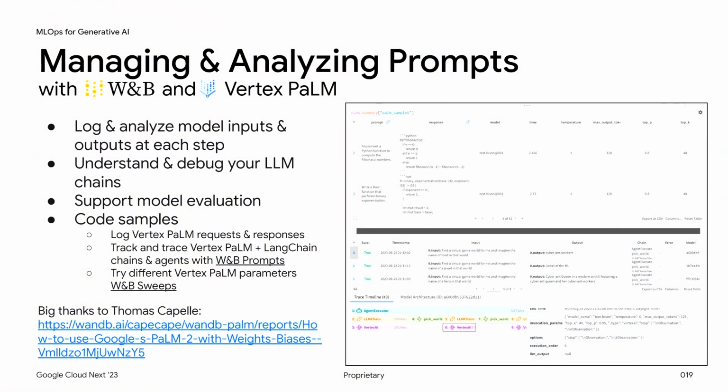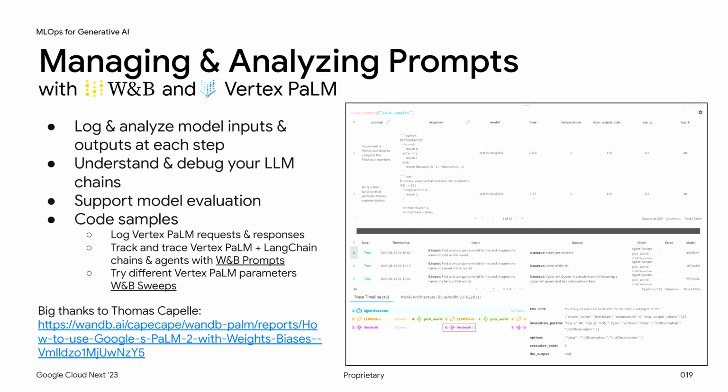Now, don't worry, I did not forget about prompts. I mentioned prompts in the beginning, but we do know that prompts are probably a very new artifact type. Some folks are maybe using Git, maybe newer tools that are out there. And Vertex AI does come with a prompt gallery, a way to share prompts across team members, but we're really excited to partner with really strong innovators in this space. In this case, we're excited to partner with Weights and Biases, which has an integration with the Vertex AI Palm to really manage and analyze your prompts.